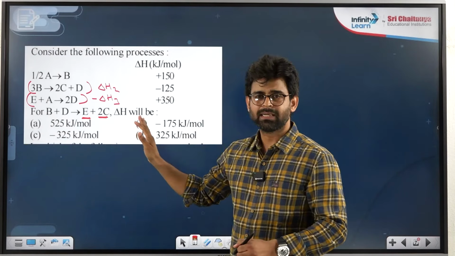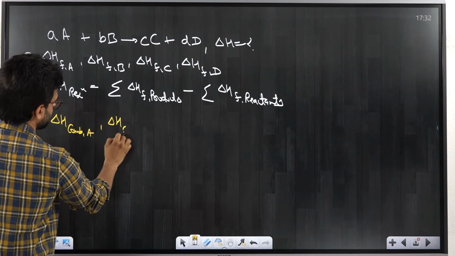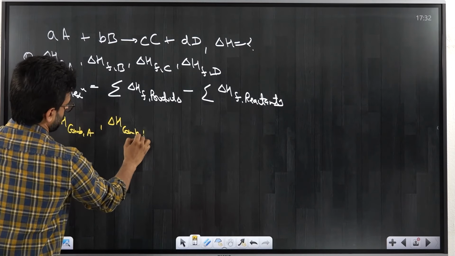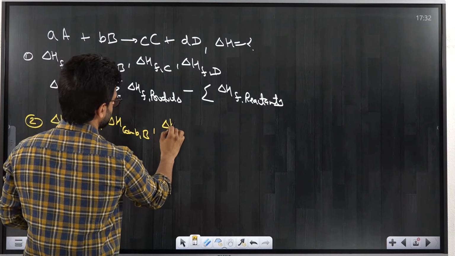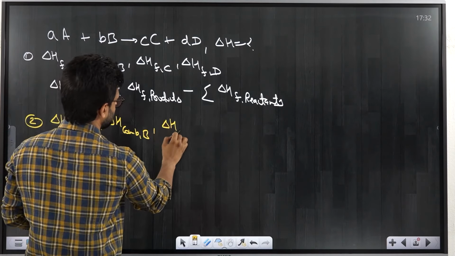Second thing, imagine for the above equation, they have given us the enthalpy of combustion of A. They have given us the enthalpy of combustion of B. And they have given us the enthalpy of combustion of C and the enthalpy of combustion of D.